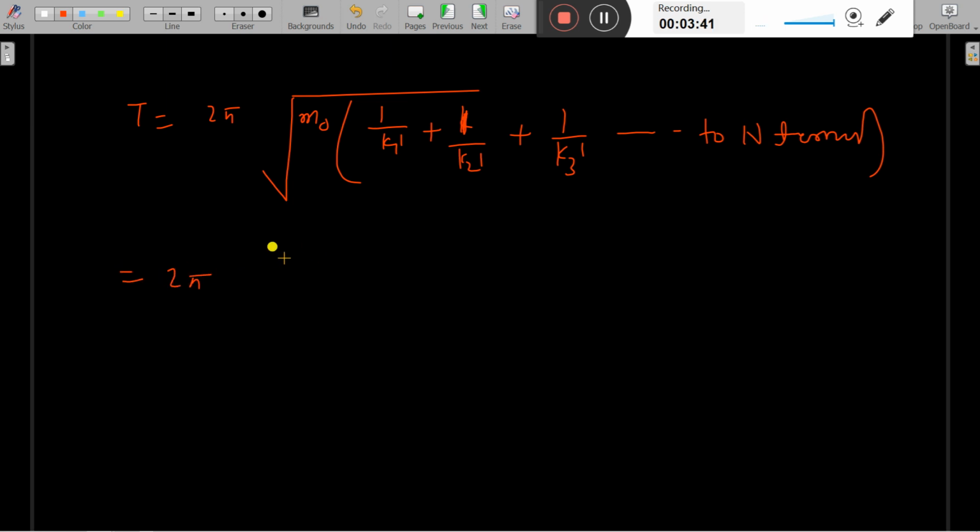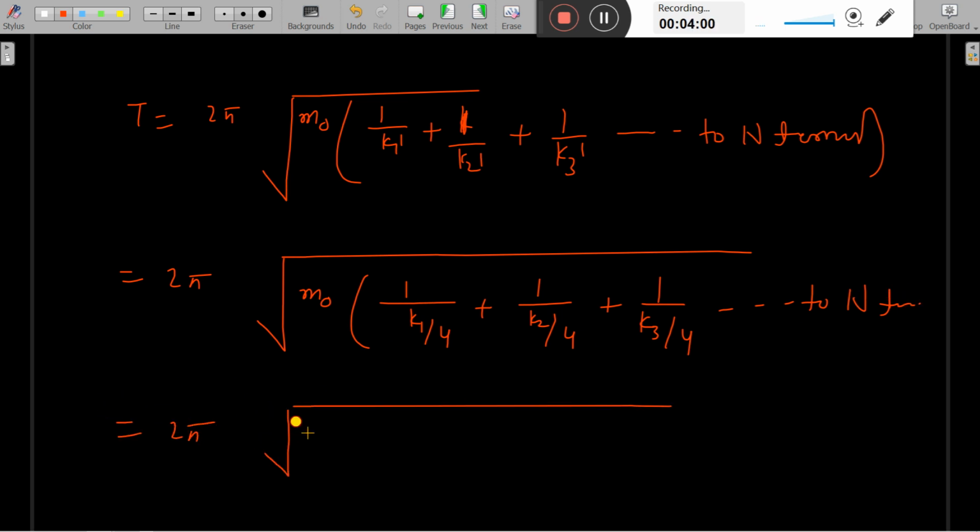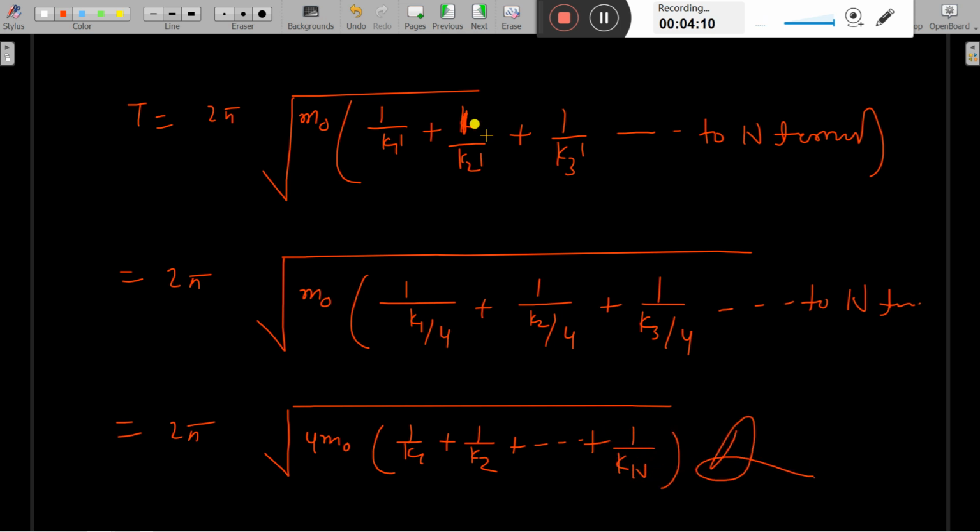And here 2 pi under root m0. What is k1 dash? k1 dash is k1 over 4. k2 dash is k2 over 4. k3 dash is k3 over 4, to n terms. So that equals 2 pi under root 4 m0 times (1 over k1 plus 1 over k2 plus dot dot to 1 over kn). So this is our required answer.